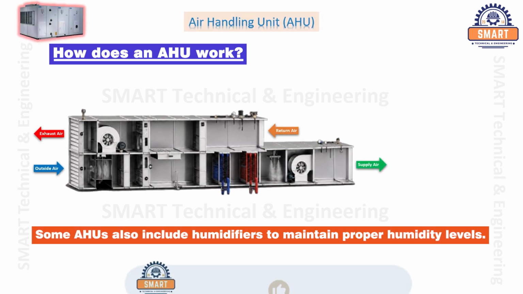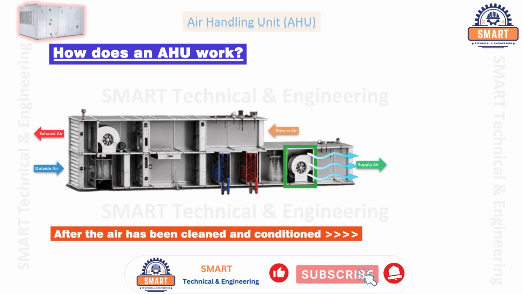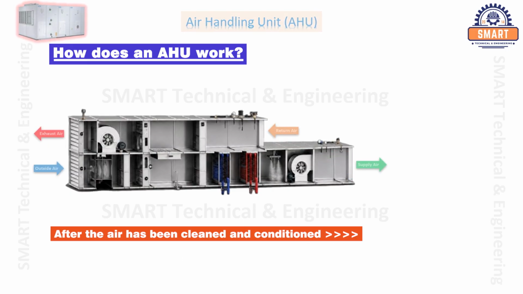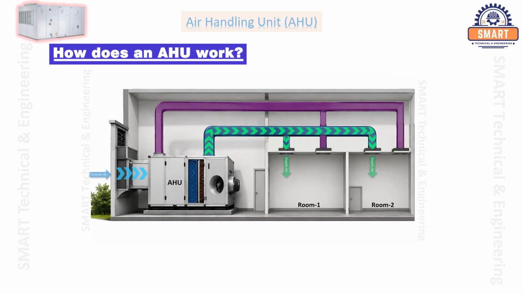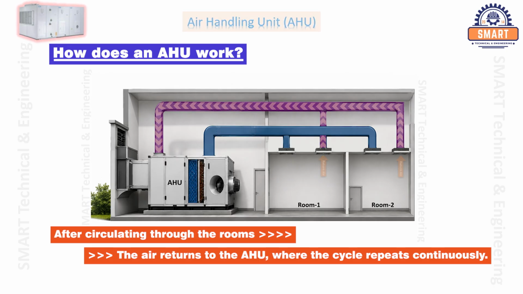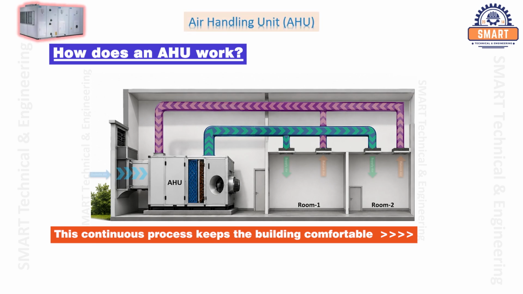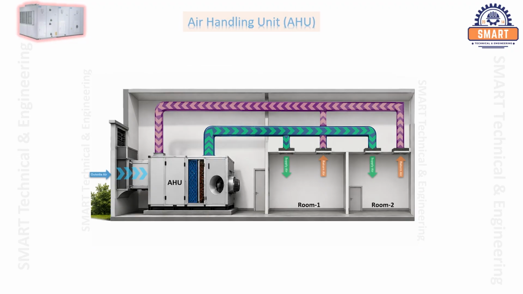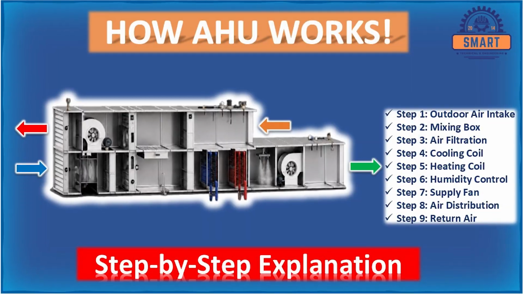Some AHUs also include humidifiers to maintain proper humidity levels. After the air has been cleaned and conditioned, a supply fan pushes it through the duct system. Finally, the conditioned air enters occupied spaces through supply diffusers. After circulating through the rooms, the air returns to the AHU, where the cycle repeats continuously. This continuous process keeps the building comfortable while maintaining good indoor air quality and energy efficiency. We will cover this working principle in much greater detail in a dedicated video.